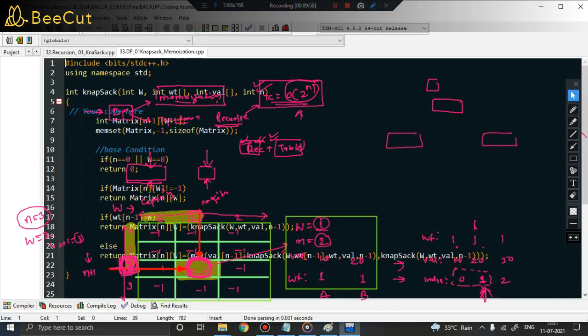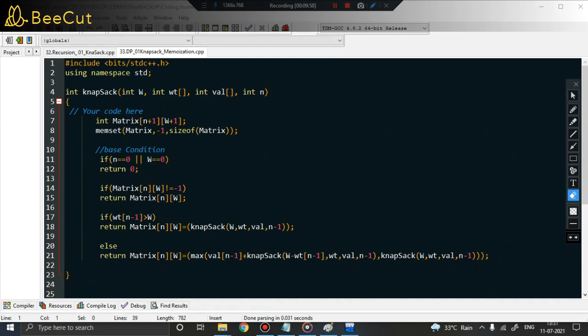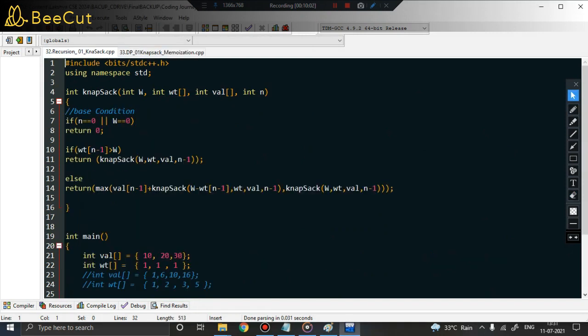Before that, let me just erase this. So this particular function here is the normal recursive approach. I hope you have already understood by now how to write the recursive solution. You can see the base condition, the rejecting condition, and the condition when the weight of the item is less than the capacity, where I have two options, either pick or reject.